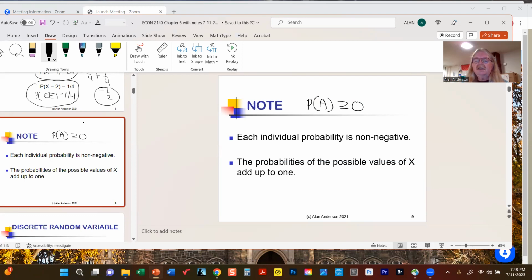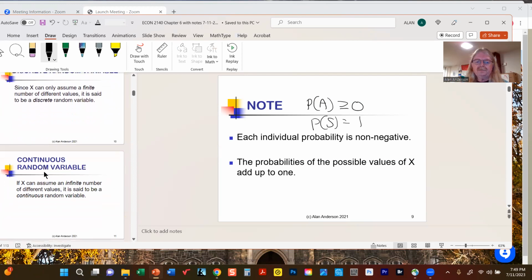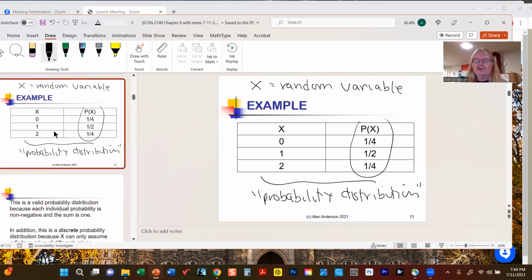And the probabilities of all the possible outcomes of this random experiment have to add up to 1, which is equivalent to saying the entire sample space has a probability of 1. All of them add up to 1 because one of them must be true. When I roll the dice, one of these outcomes must happen with certainty, which means all the probabilities have to add up to 1.